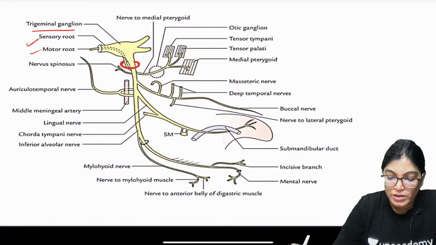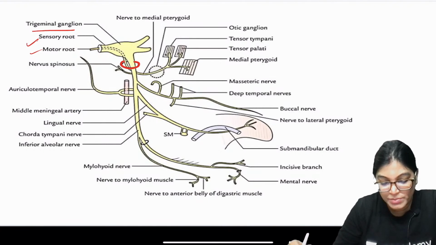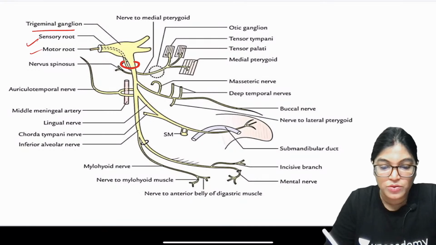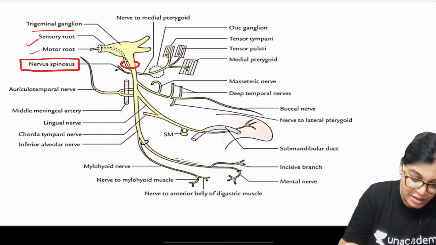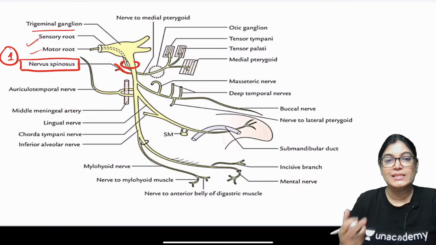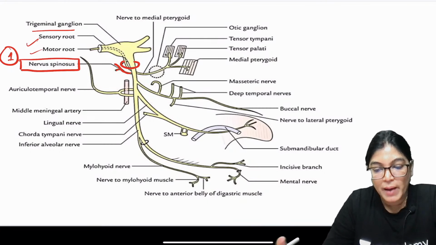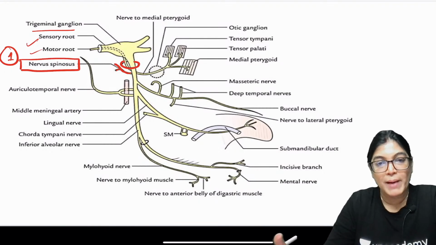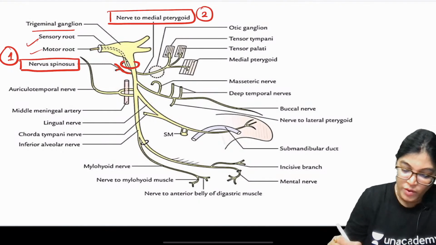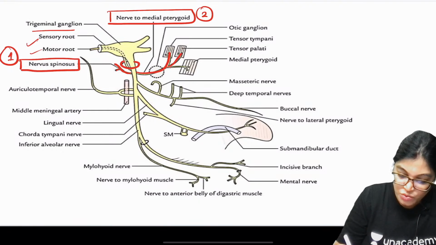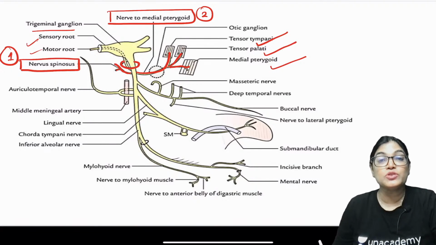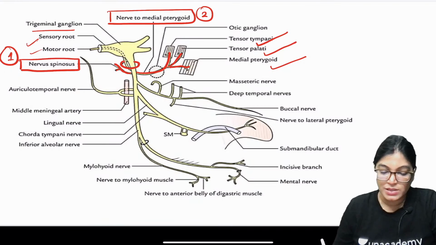From the trunk, the first branch is the nervus spinosus, shown here. You can see it traverses in an upward arc, so it has a recurrent course, and it is a meningeal branch of the mandibular nerve. The second branch from the trunk is the nerve to medial pterygoid, which gives innervation to tensor tympani, tensor palatini and medial pterygoid. So these are the two branches from the trunk.